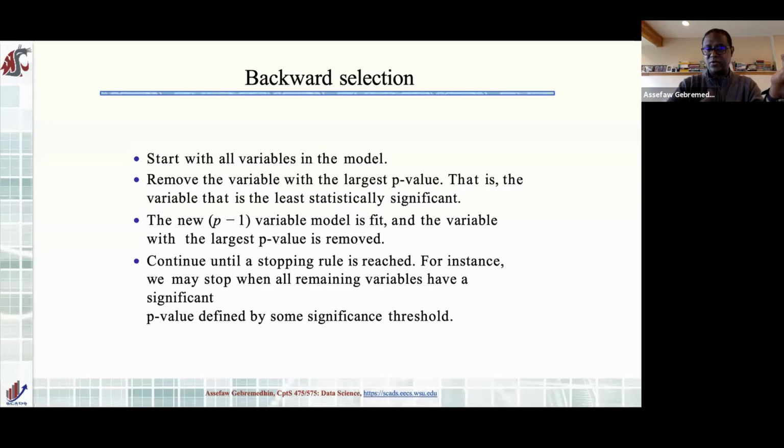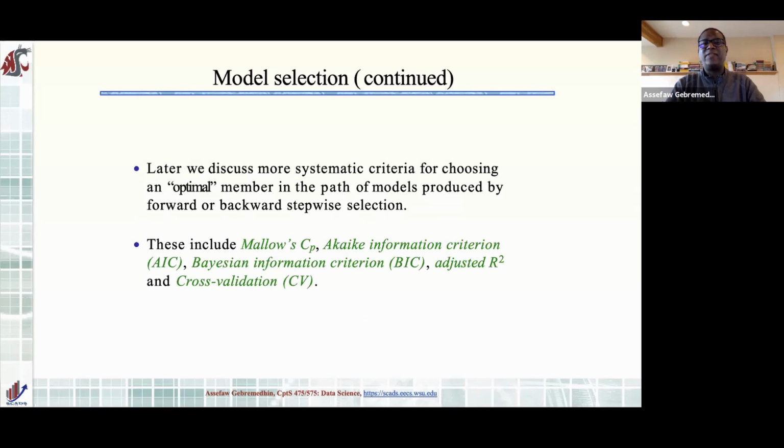And so on the new model we get when one is kicked off, the new p minus 1 variable model is fit, and the variable with the largest p-value is removed, and we continue until we get to a place where we can stop. This is called backward selection, okay? There is a model selection that is a combination of these two. It's called a mixed one. And the reason you would use it is because of what I told you with the forward, which is greedy and therefore could have redundancy. The backward one, let me actually go back.